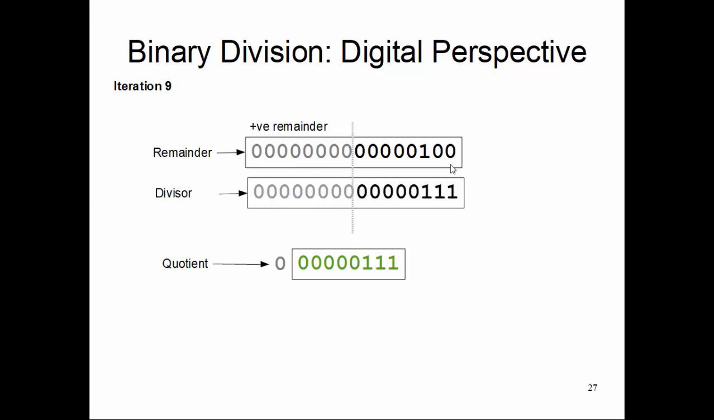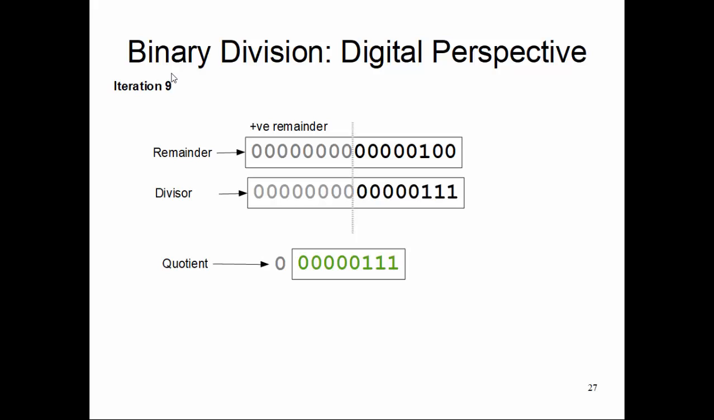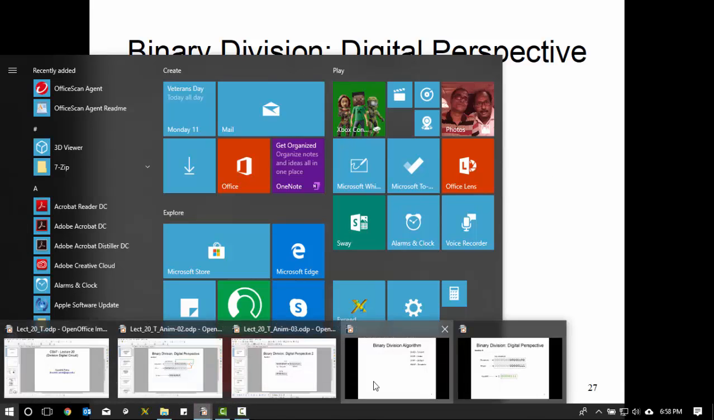We started with 8 bits, but until we are at the end of iteration 9, we are not done. So for 8 bits, we need to do 9 iterations with this algorithm. For 32 bits, you need to do 33 iterations. Please note that while we are studying our algorithm for binary division.